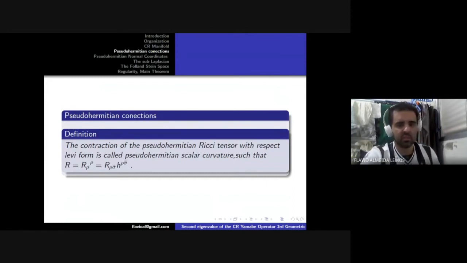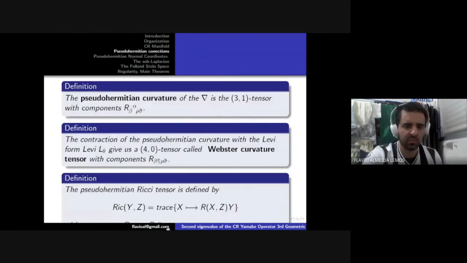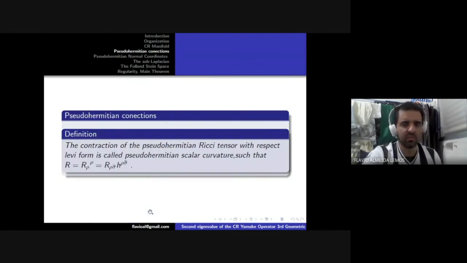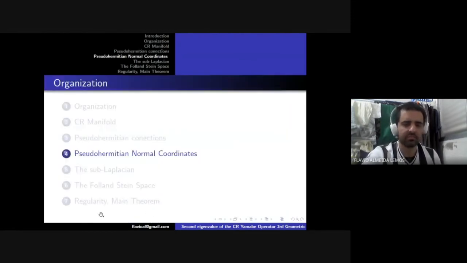The pseudo-Hamiltonian scalar curvature is defined with respect to the forms, as the contraction of the pseudo-Hamiltonian Ricci tensor defined above. We have the pseudo-Hamiltonian scalar curvature.